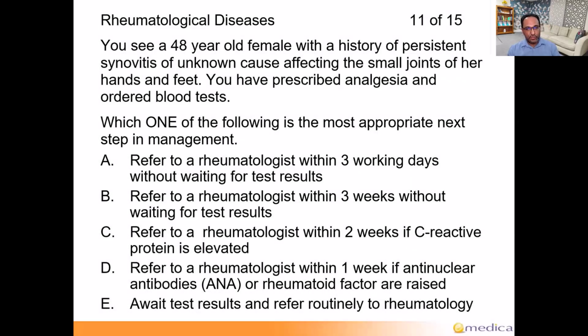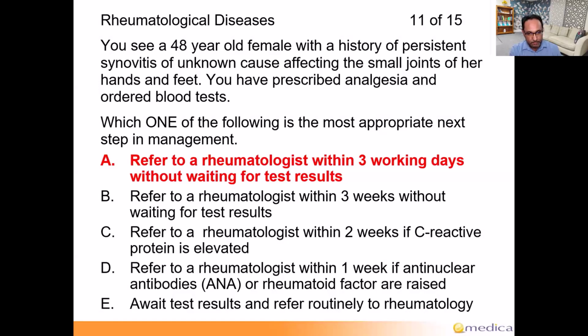Right, rheumatological disease. So what do you think the diagnosis might be? 48-year-old lady, persistent synovitis, small joints of hands and feet. Yeah, would be worried about rheumatoid, right? So given some NSAIDs for analgesia, order some blood tests to start doing a workup. So what's the appropriate next step?